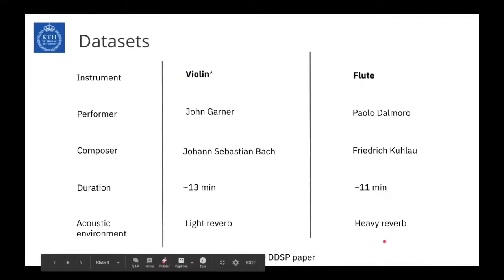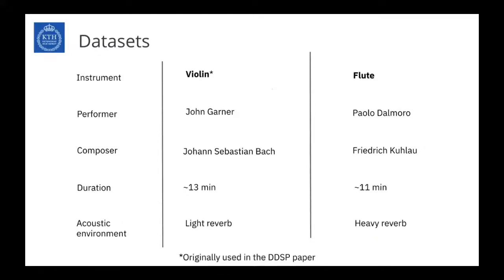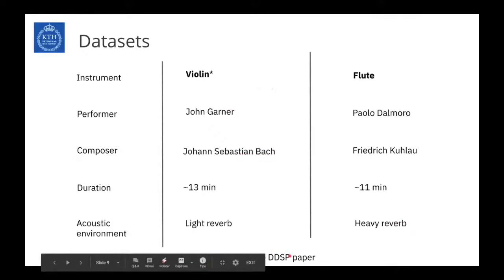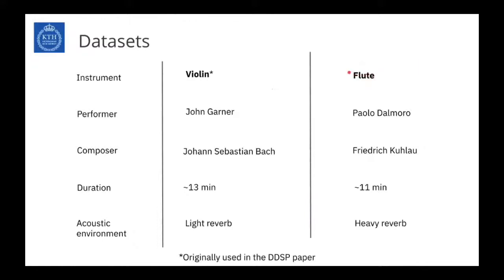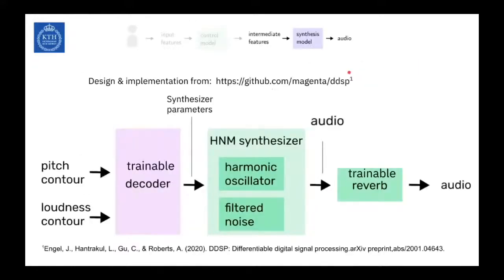The datasets we used were chosen because they were solo performances, monophonic: one performer, one instrument, one acoustic environment. We used one violin dataset, which was originally used in the DDSP paper, and we also added a new flute dataset. The synthesis model comes directly from the DDSP library. All we did was retrain it. If you want the model details for this synthesis model, you can check the DDSP paper or just the library.